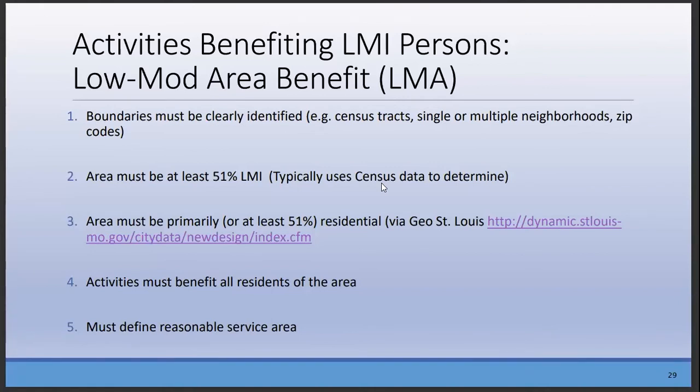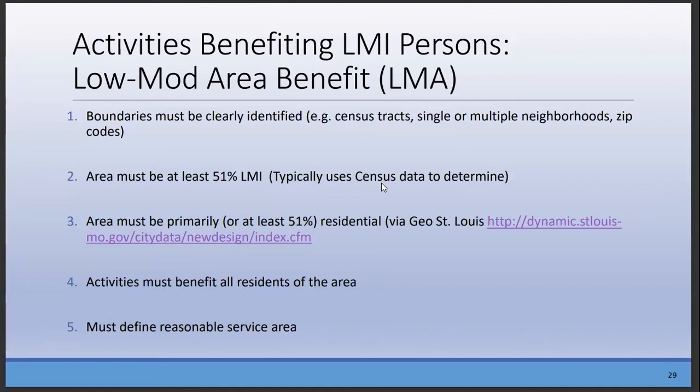Note that in the proposal, if your service area is not citywide, then you would need to be able to identify your service area both by census tract and neighborhood or zip code. The main reason is because HUD looks at service areas by census tracts, but the general public identifies areas by zip codes or neighborhoods. Number 3, the service area must be primarily residential. You can determine this by using Geo St. Louis. The website is on the slide.